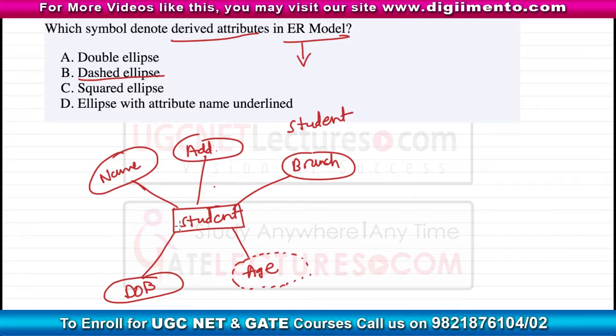We have to provide the date of birth value of each student entity, and we can know the age of that student with the help of this stored attribute. So this is called the stored attribute, and since the value of this attribute is derived from this DOB, this is called the derived attribute, and the derived attribute is represented in the ER model by the dashed ellipse. So our final answer is this.